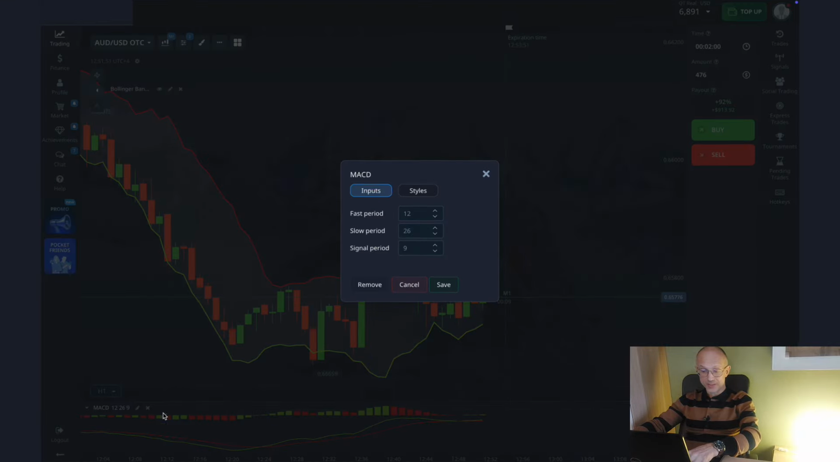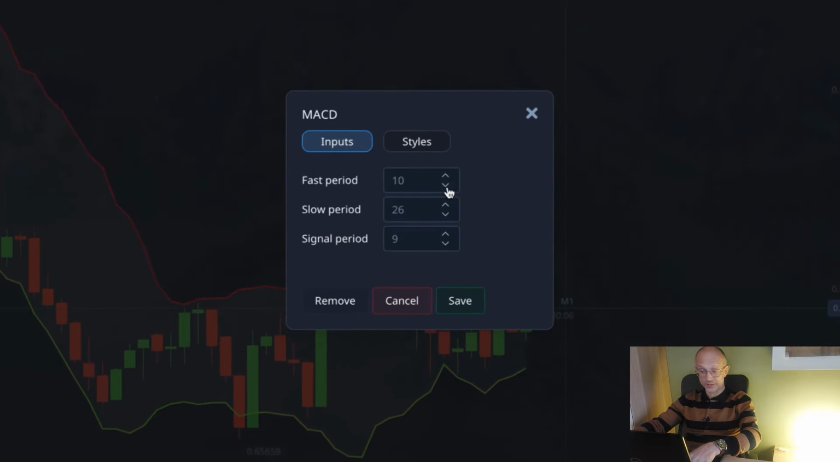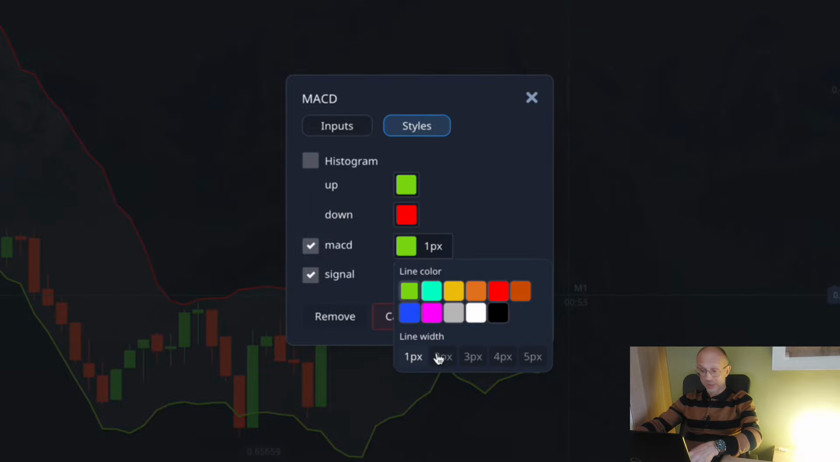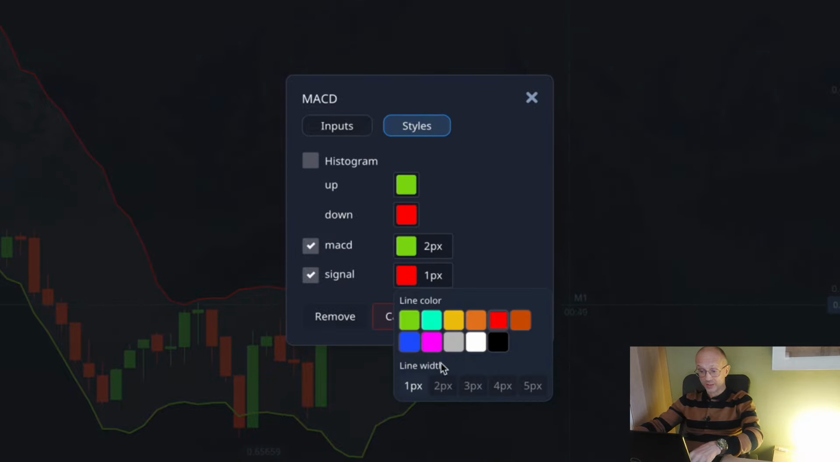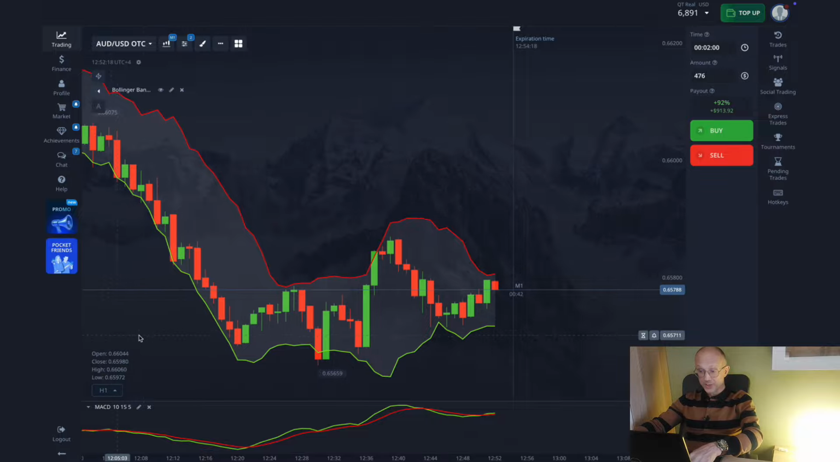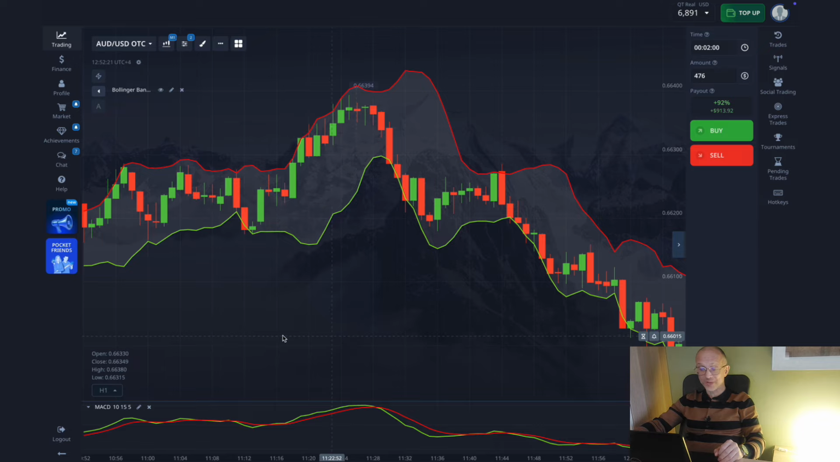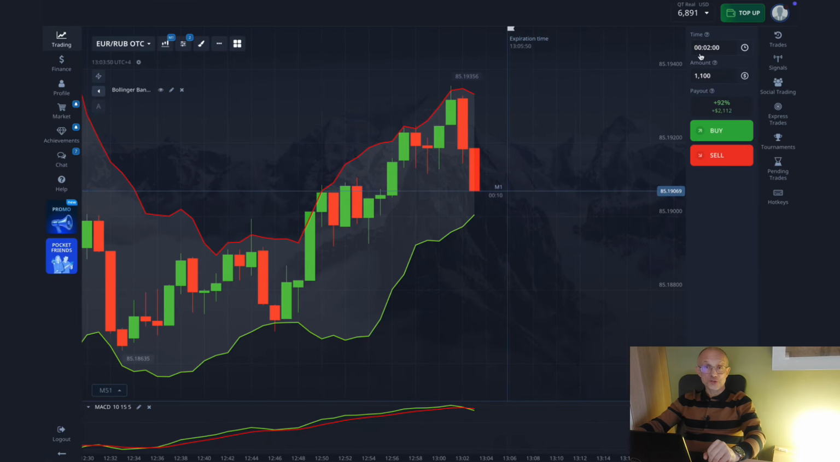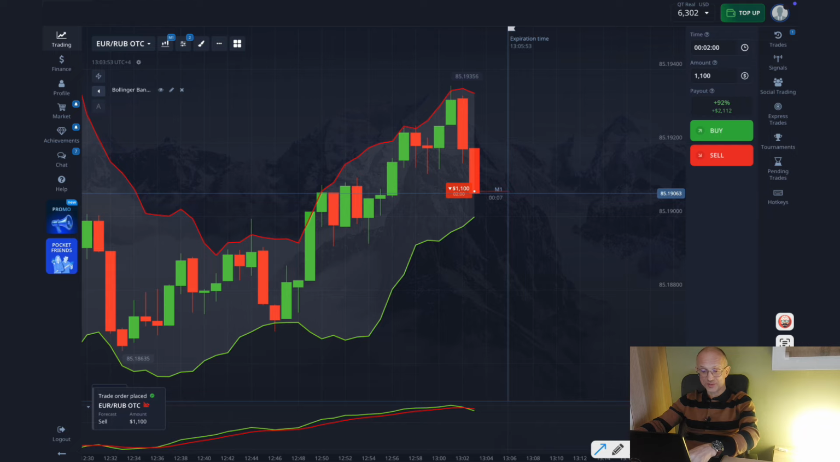Let's configure the MACD. Set fast period to 10, set slow period to 15, and signal period is set to 5. Next we go to Style and disable histogram. Let's set the width of the MACD and signal lines to 2 and save. So, the indicators are ready to go, and friends, if you trade on your phones, configure everything in the same way.